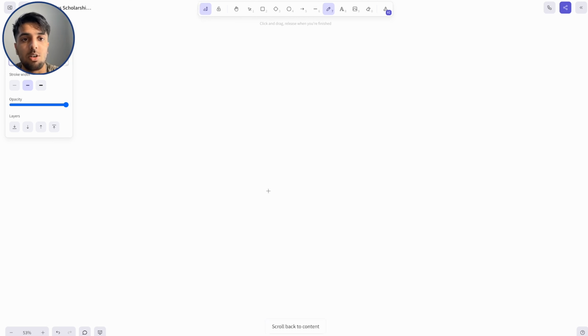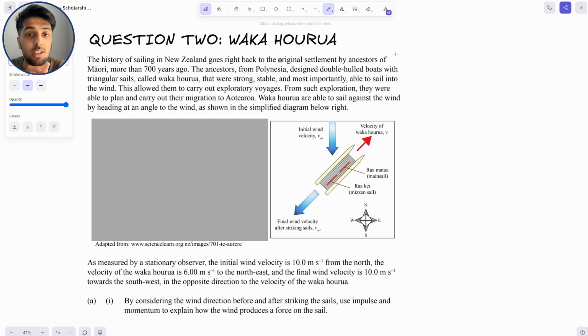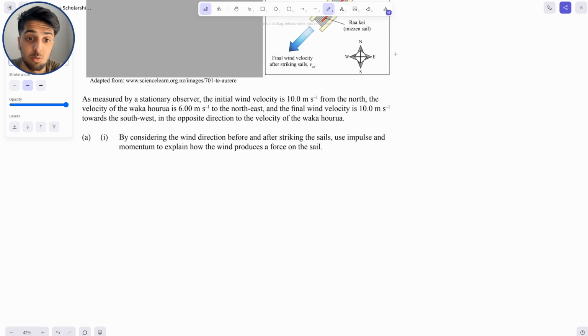Okay, that is the end of question 1. Okay, question 2. As measured by a stationary observer, the initial wind velocity is 10 meters per second from the north. The velocity of the water is 6 meters per second to the northeast. And the final wind velocity is 10 meters per second towards the southwest, in the opposite direction of the velocity of the water. By considering the wind direction before and after striking the sails, use impulse and momentum to explain how the wind produces a force on the sail.